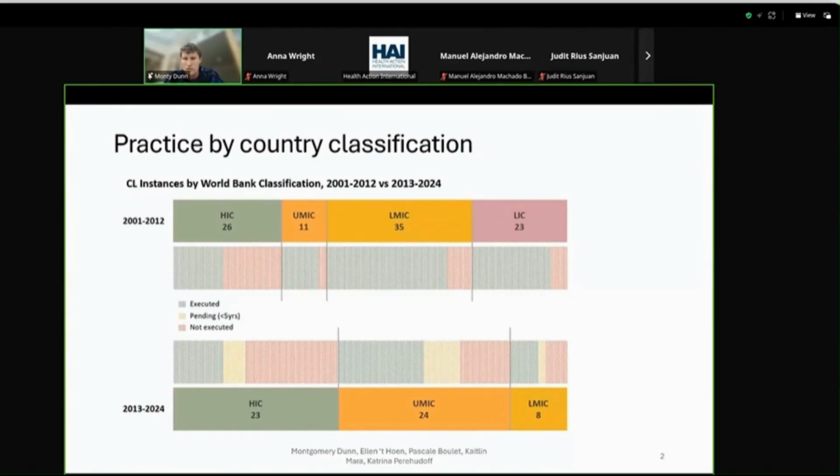So aside from the change in the countries which make up the instances in our paper, you can also see a reduction in the execution rate of compulsory licensing. And there's a couple of theories as to what might be contributing to that. The main one that I want to point out in recognition of today's audience is the increased rate of civil society initiated compulsory licenses, which tend to have a lower execution rate, which I'll explore a bit further.